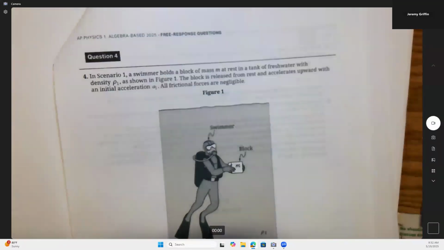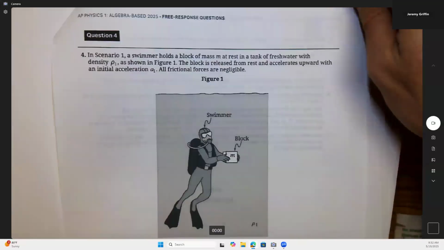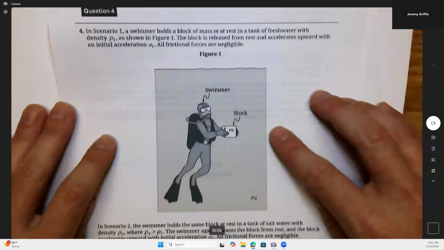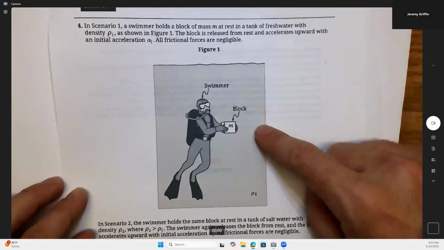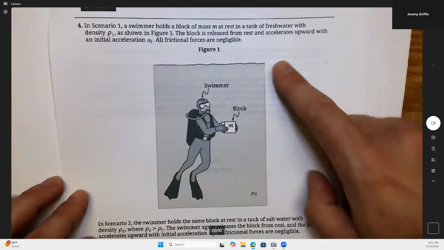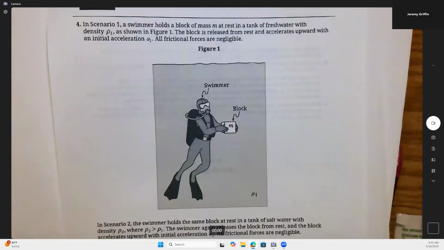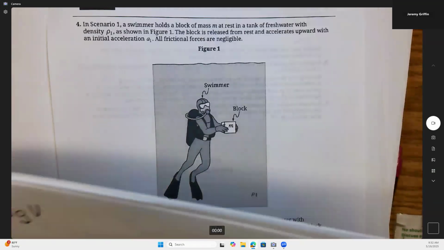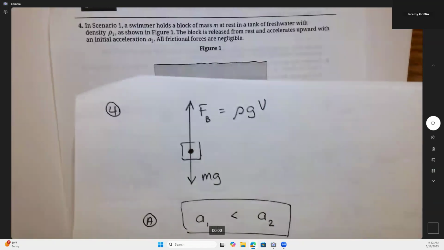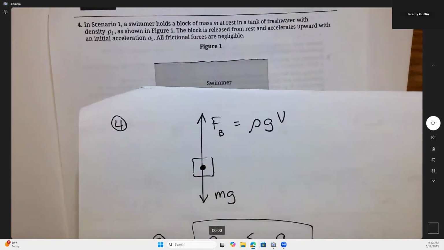All right, number 4. Hey, got the swimmer with the block. Let's go with the block, and it floats to the top. Well, actually, it should accelerate. I think the only thing I have time to show you guys right now is the free body diagram. You guys come up with a free body diagram that looks approximately like that.